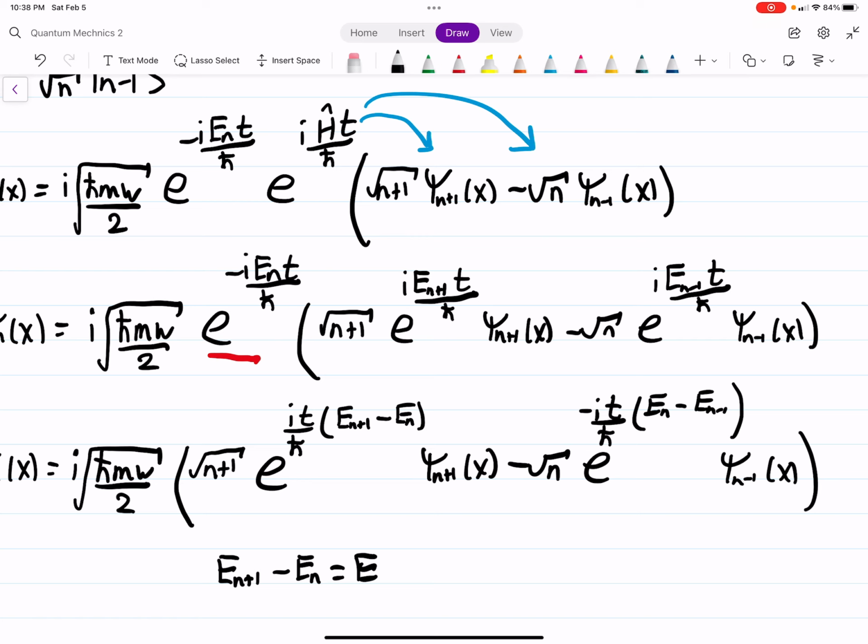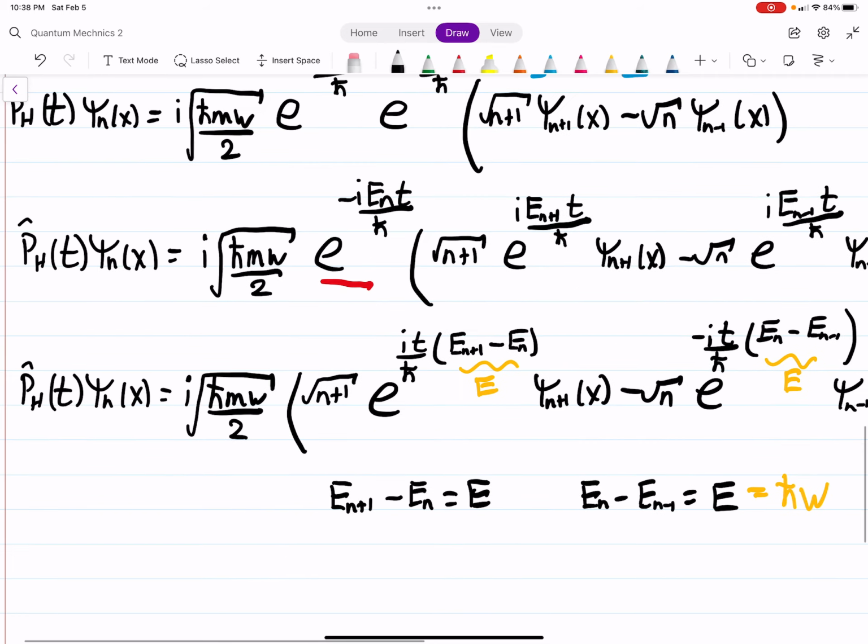And likewise with our other term, e sub n minus e sub n minus 1. You're subtracting everything but one term. So essentially what I'm saying is this is just e, and this is just e. Okay. And e is just h bar omega. So let's plug that in.